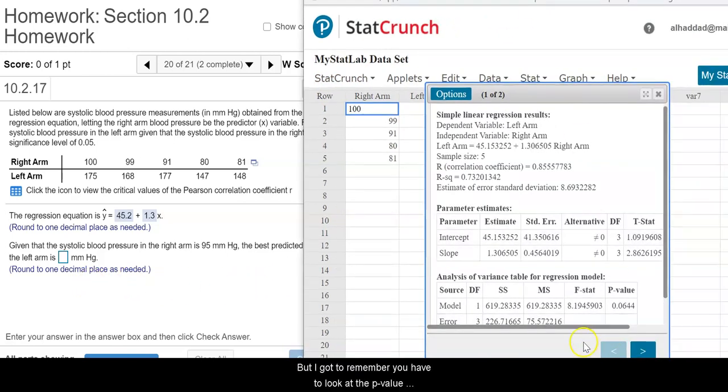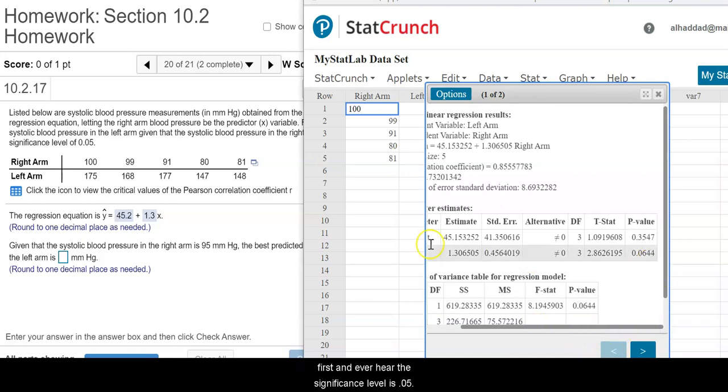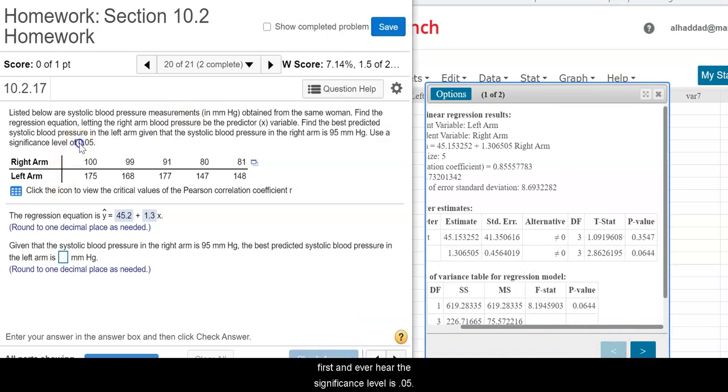But again, remember, you have to look at the p-value first, and over here the significance level is 0.05, the p-value is 0.0644. So the p-value is bigger than the significance level, which means we can't use this equation. It's a bad equation. So to make a prediction, don't use the equation. Don't plug 95 into the equation.